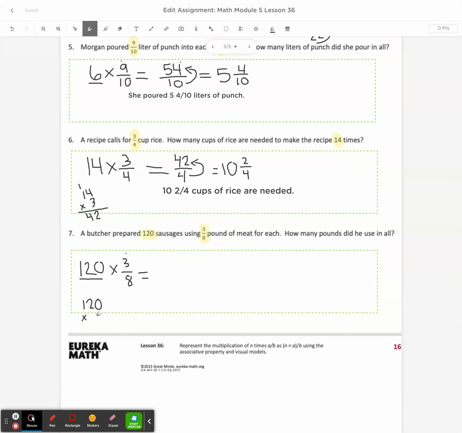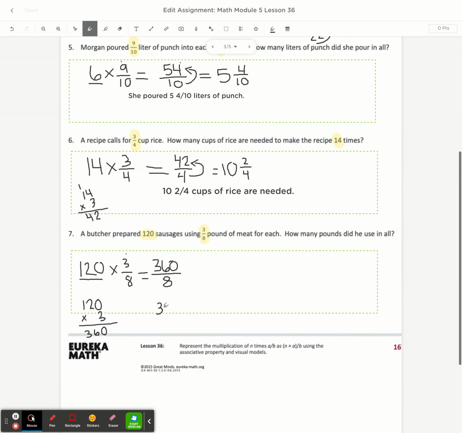120 times 3. So I'm going to start off by doing 3 times 0, which is equal to 0. 3 times 2, which is equal to 6. And now 3 times 1, which is equal to 3. So now I get 360/8, which again, I'm going to convert to a mixed number. Now, I don't want to skip count by 8s until I get to 360, so I am going to do long division.